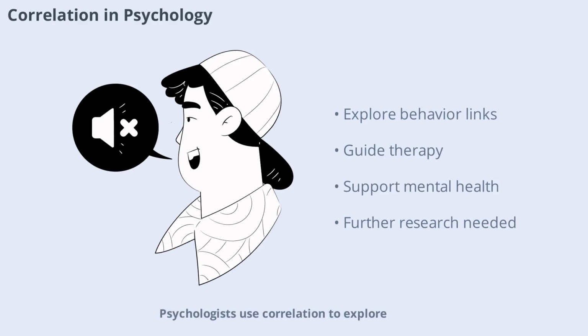Psychologists use correlation to explore relationships between behaviors and mental health. For example, they might study the link between sleep and mood. These findings can guide therapy and support, but always require further research to understand underlying causes.